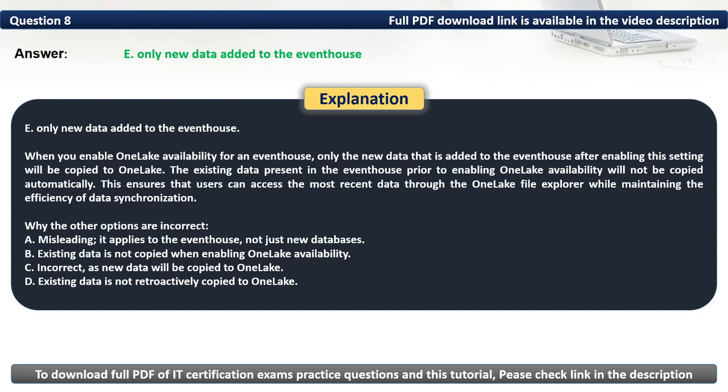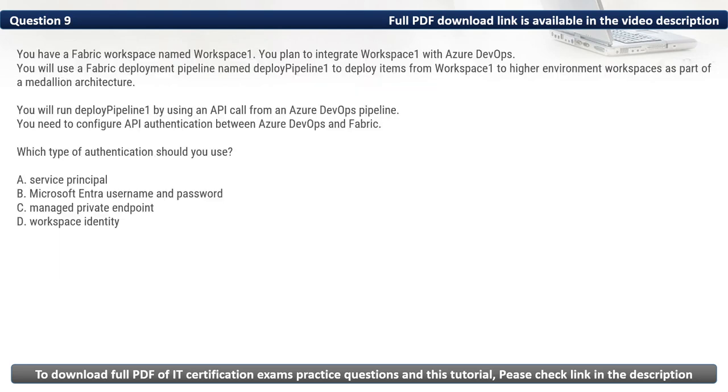Question 9. You have a Fabric workspace named Workspace 1. You plan to integrate Workspace 1 with Azure DevOps. You will use a Fabric deployment pipeline named Deploy Pipeline 1 to deploy items from Workspace 1 to higher environment workspaces as part of a Medallion architecture.